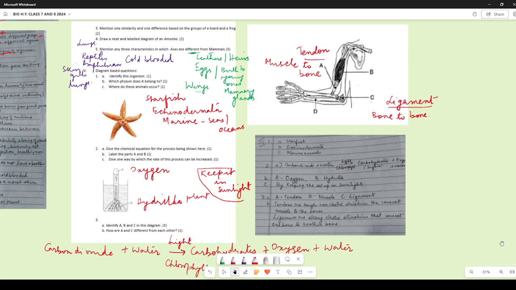And you can mention that, B is also there, sorry. So B you also have to identify. So B is what? B is a muscle. How are A and C different? It attaches muscle to bone, it attaches bone to bone, then they are tough. Now tendons, they are tough and non-elastic. Ligaments are elastic fibers, right?